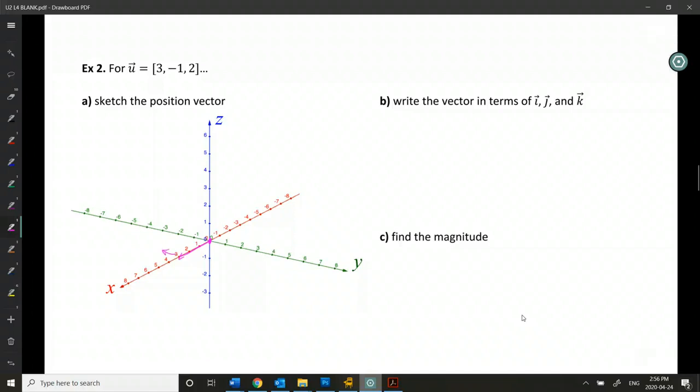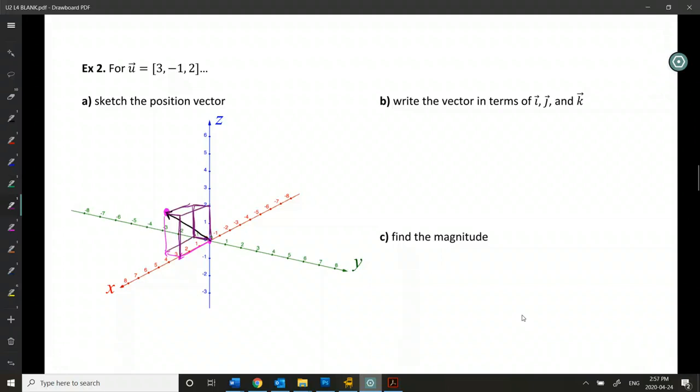and 2. And that will be out here. So your vector is going to look like this. And if you complete the rectangle that this is inside of, you might be able to see it a little bit better. So I'm going to complete that here.